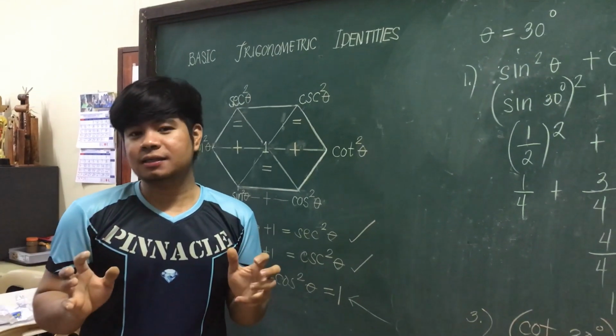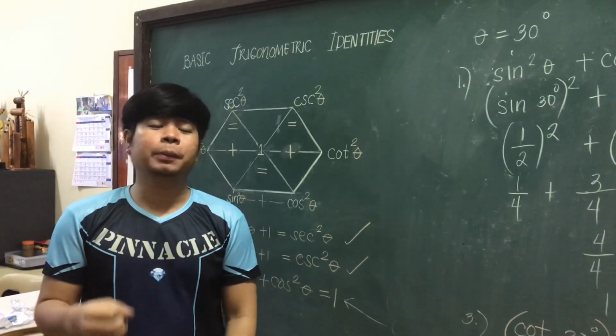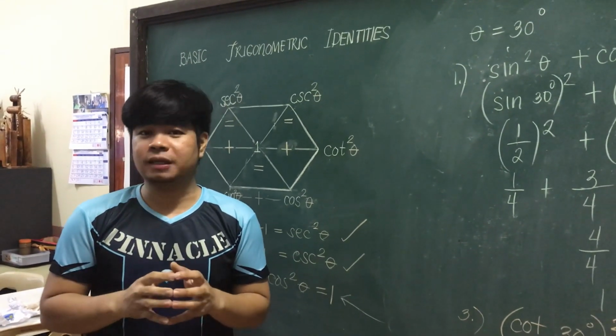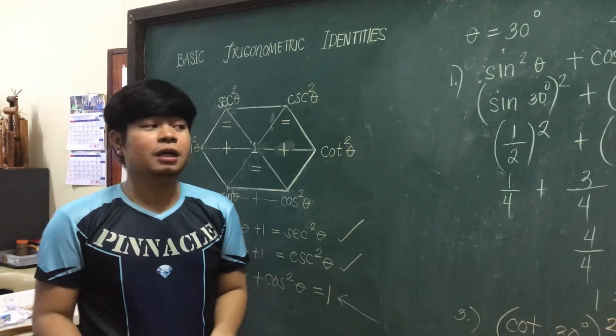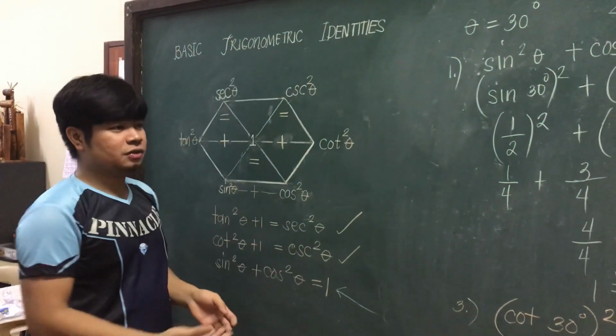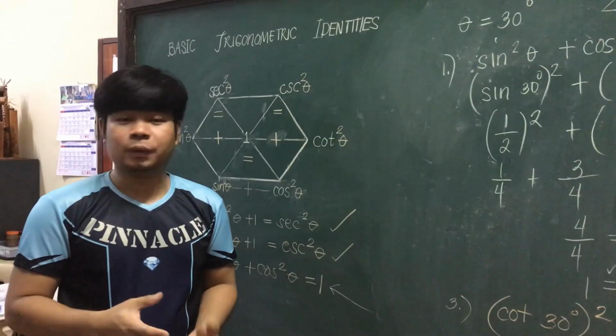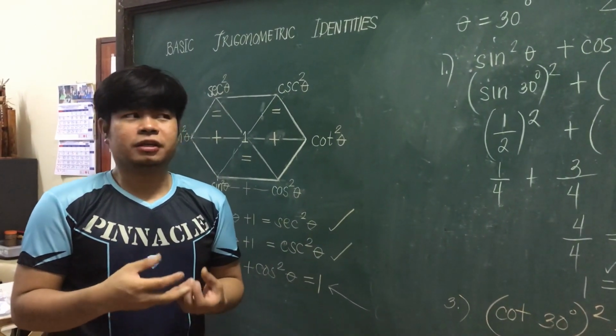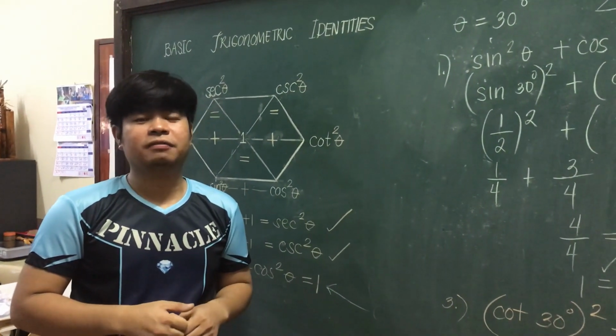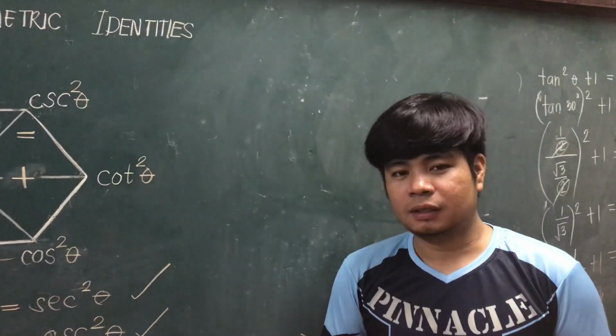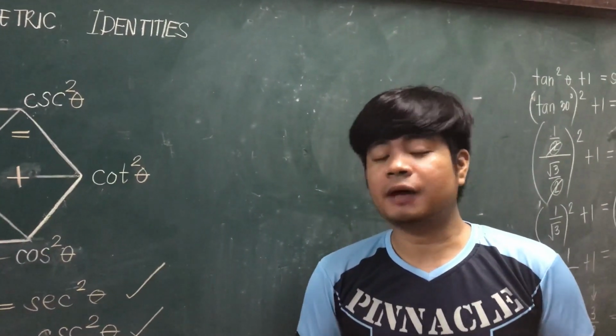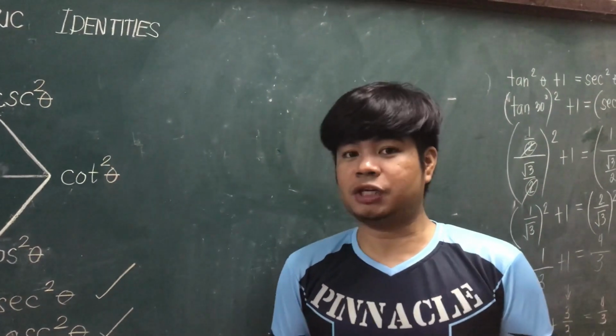These identities are very helpful, especially when we are dealing with more complicated trigonometric expressions or equations. Because with the use of these identities, we can actually simplify equations and trigonometric expressions, and make them even better in understanding.